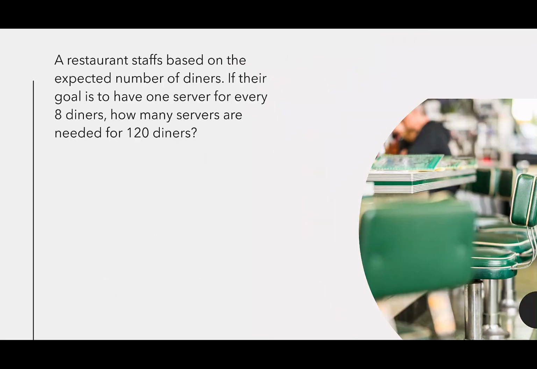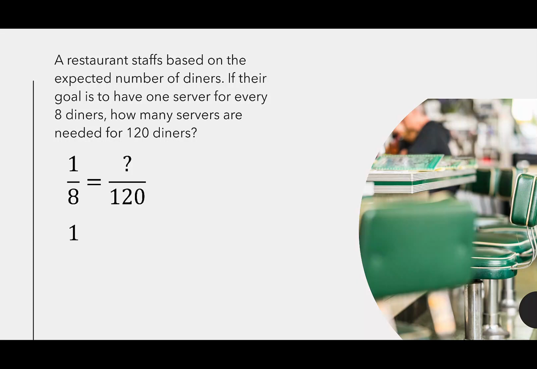Our next problem says, a restaurant staffs based on the expected number of diners. If their goal is to have one server for every 8 diners, how many servers are needed for 120 diners? Once again, we need to start by forming our ratio. We want to have one server for every 8 diners, so we need to figure out how many servers are needed for 120 diners. We're again going to use cross multiplication to solve for our missing value.